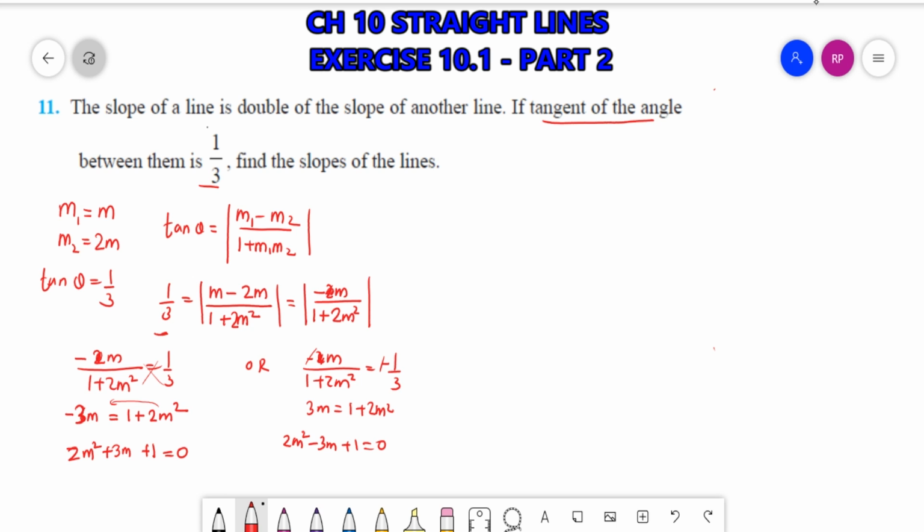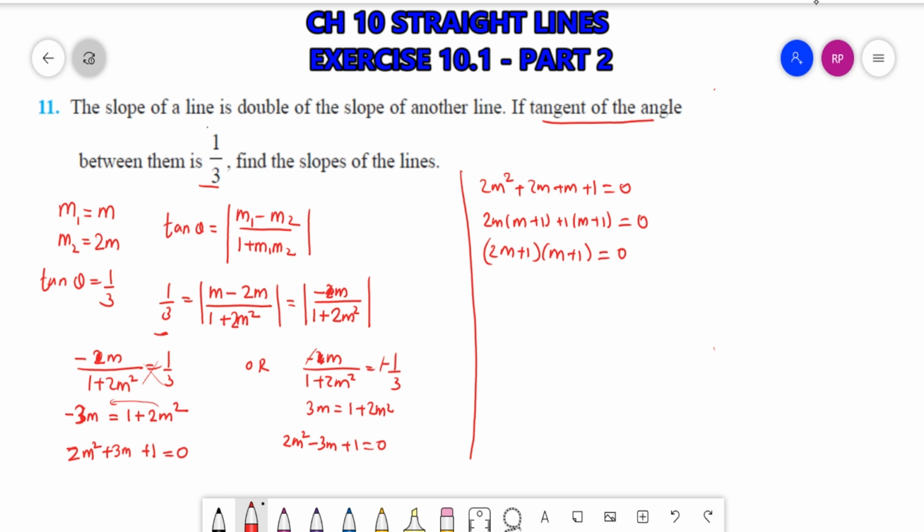Now let's factorize, taking it on the other side: 2m square plus 3m plus 1. When I factorize, I can split 3m as plus 2m plus m, plus 1 equal to 0. 2m common, m plus 1 common, so 2m plus 1, m plus 1 equal to 0. So m will be equal to minus 1 by 2 because 2m plus 1 equal to 0, and m is equal to minus 1.